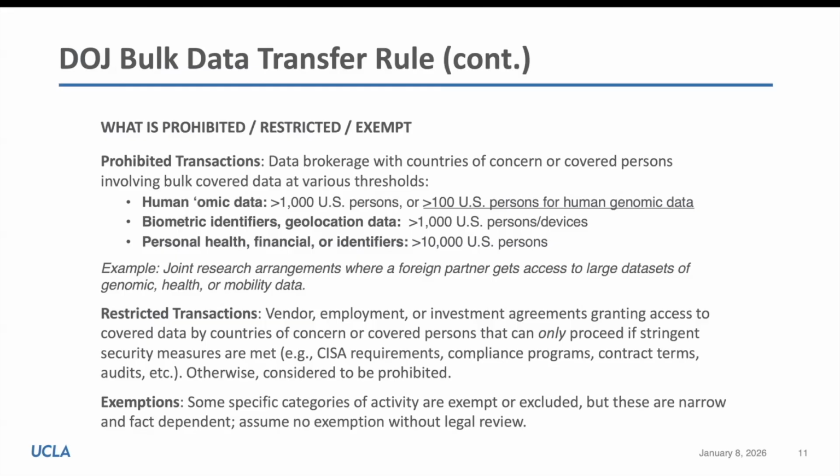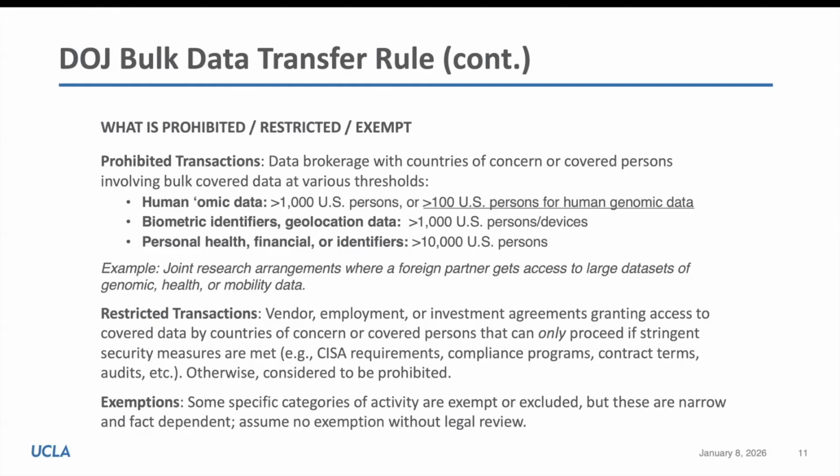But an example would be just a joint research agreement or arrangement where we're allowing a foreign partner, typically located in a country of concern, although it does also apply to an individual who could be from a country of concern that's in a third-party country, if they're resident in that country of concern. But it's that sort of joint arrangement where that partner gets access to a large data set of genomic, health, or mobility data, as all defined in the rule. All of these have very nice, confusing definitions for us.